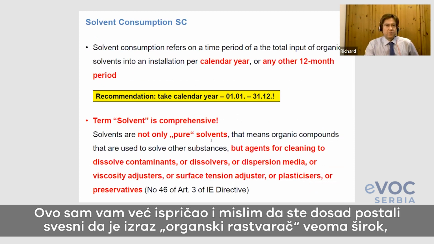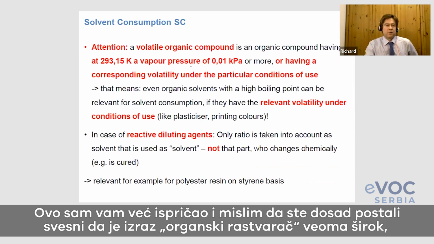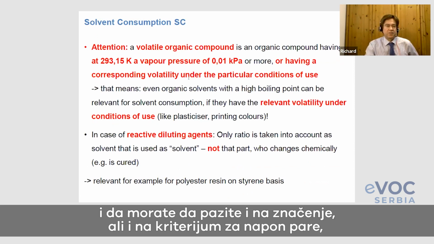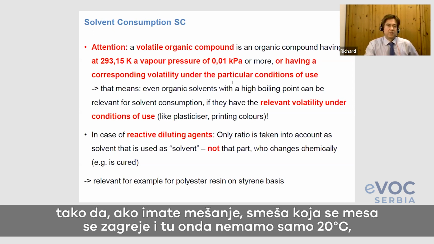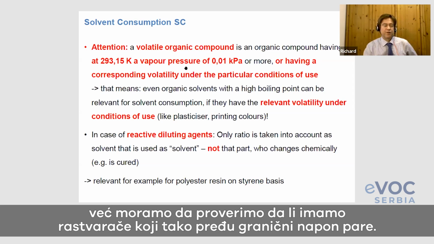That I have already told you, and I think you are now aware that organic solvent is a very wide term where you have to take care, and you have to take care of the vapor pressure, especially under the particular conditions of use. So if you have mixing, normally the coating mixture gets warm, and you have then not only 20 degrees Celsius, and so you have to check if you have solvents where the vapor pressure is then exceeded.